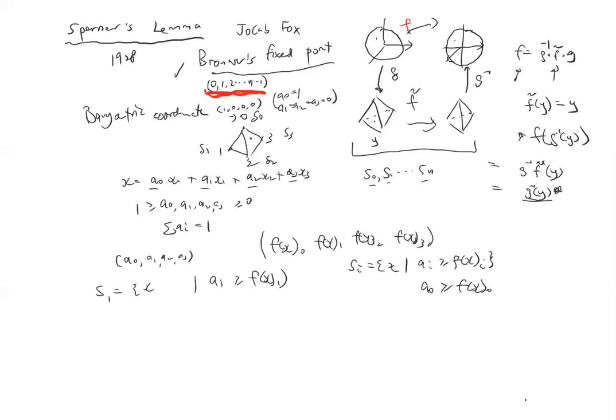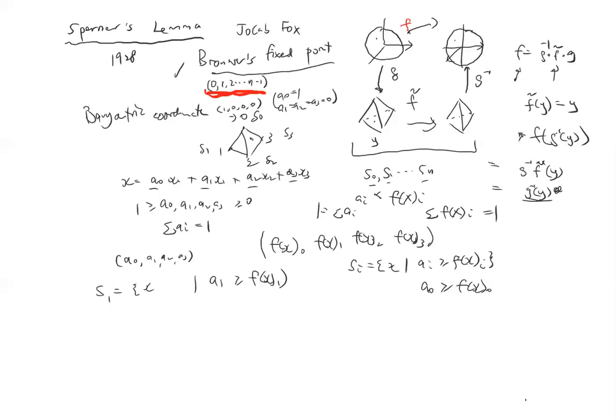And for all the other points x inside the simplex, I claim x has to belong to at least one of these S. Otherwise, that means ai is strictly smaller than f(x)i for all i. This is of course impossible, because we have the constraint that the sum over ai is equal to 1, and the sum of f(x)i, also in barycentric coordinates, should be 1 as well.